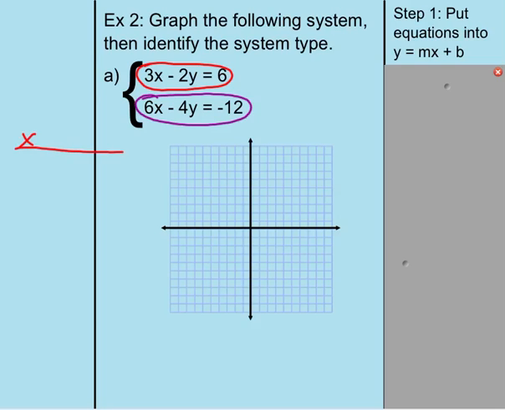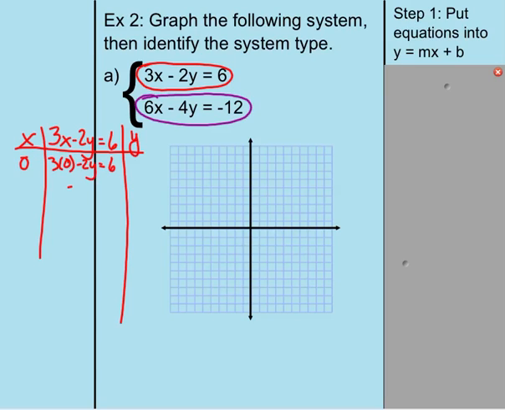One thing you can do is set up your table. Put your equation in between, make sure you get your entire equation. Start by substituting 0 for x. 3 times 0 is 0, so that cancels. Be careful you do not cancel the negative in front of your y. Dividing both sides by -2, we get a y value of -3. So we're going to plot the ordered pair 0, -3.